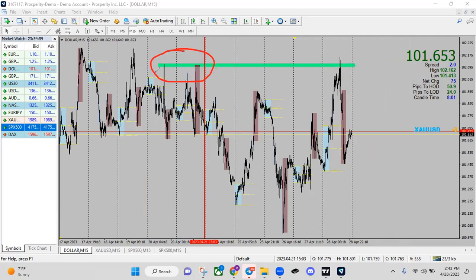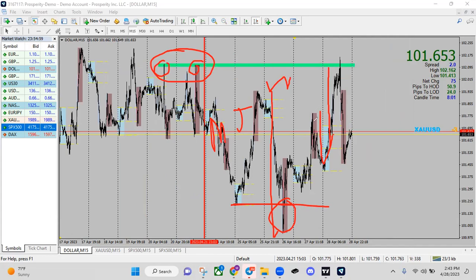It looks like on the DXY last Thursday and Friday, the market pushed up super strong after clearing out the lows. Just look at it, it's literally a back and forth pattern. It cleared out the lows. This is Monday, Tuesday, Wednesday. Wednesday, it cleared out the lows and pushed all the way up.